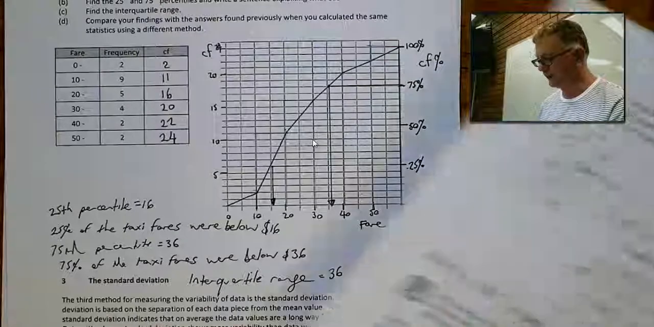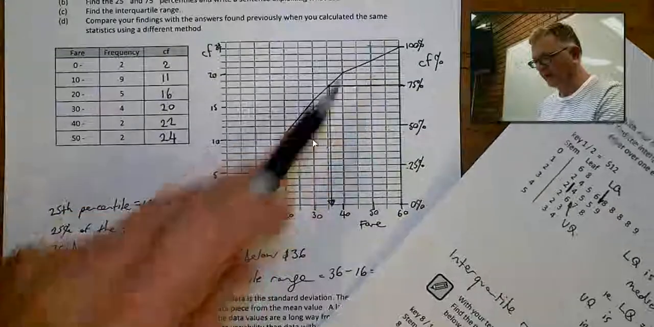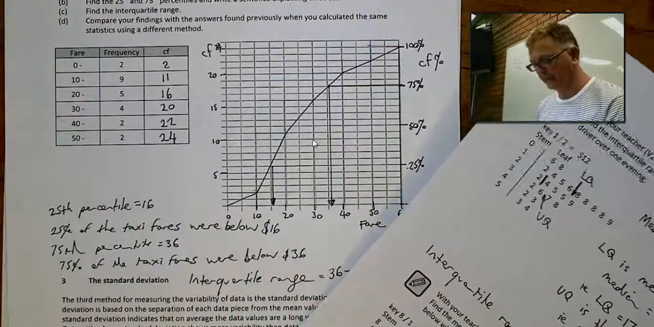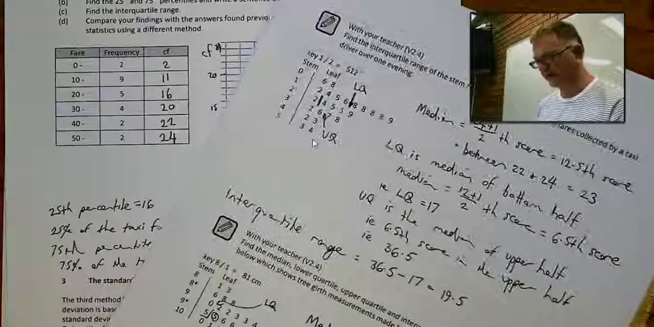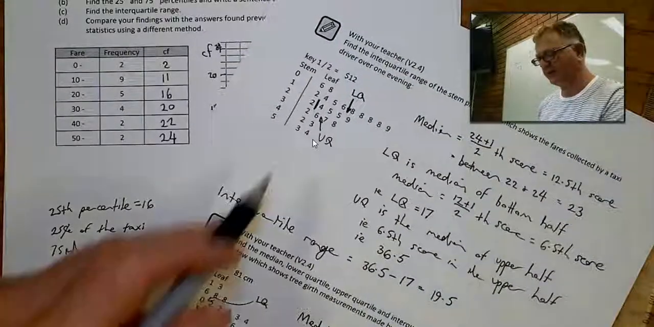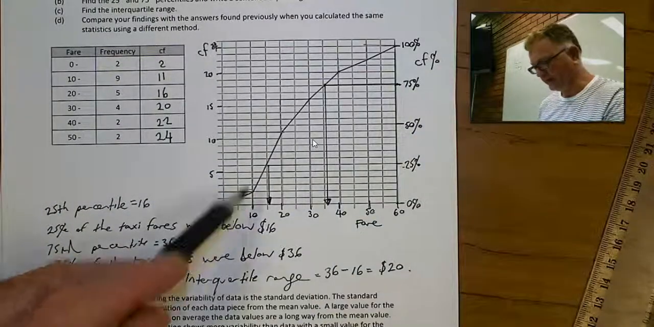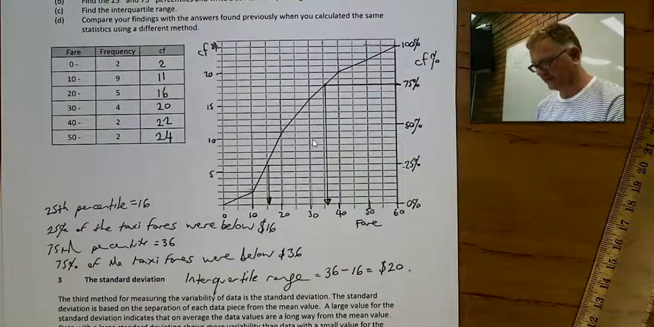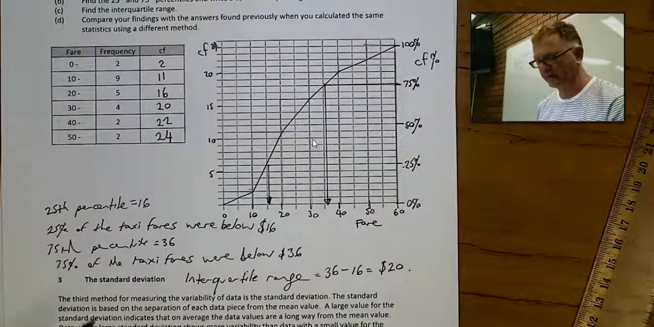Now I would put that difference down to a little bit of inaccuracy there with the graph. You may also get a few differences. Here we're dealing with actual data. Here we're dealing with graphical interpolation, and I would tend to say that the actual data is slightly more accurate than doing it this method.